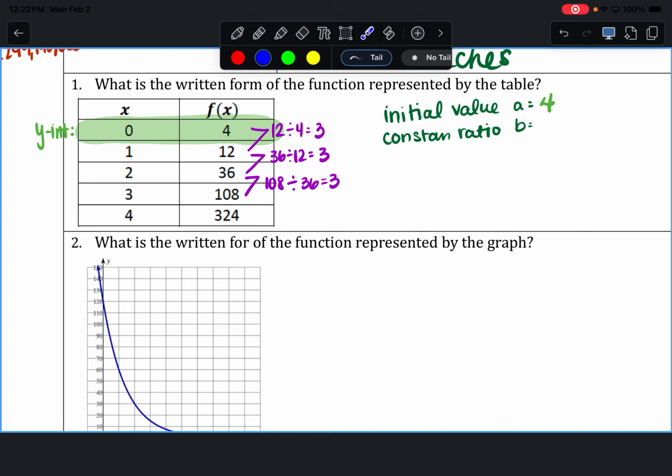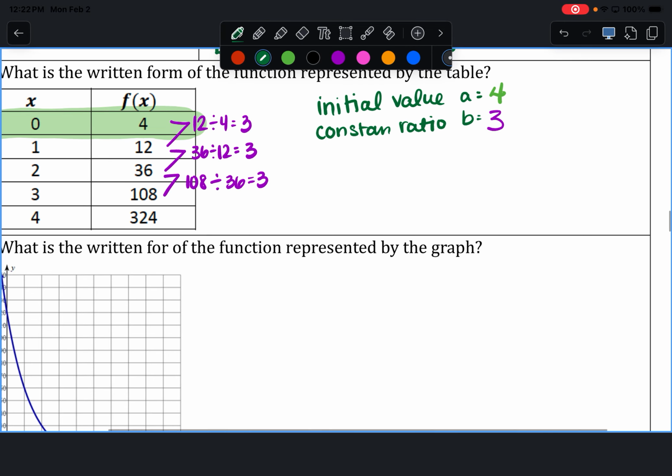And so our constant ratio is 3. So we're good to write the function. We do f of x is equal to our a times b to the power of x. And that is all we have to do to write out the function. Find the starting point, find the ratio, we're good to go.